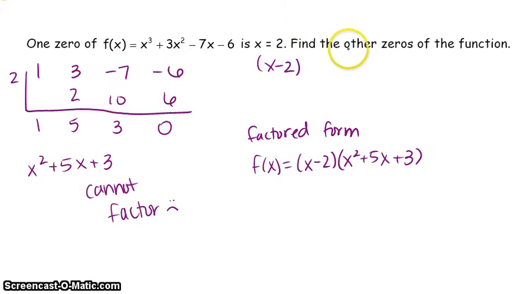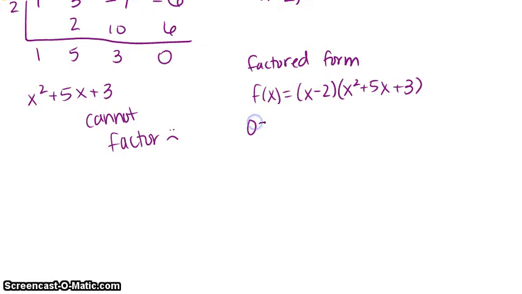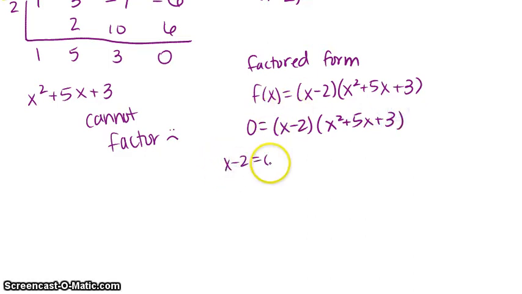Now, again, we want to find the other zeros, just like last time. So we're setting this whole thing equal to 0, so we have (x - 2) times (x squared plus 5x plus 3) equal to 0. So again, zero product property. We set our x minus 2 equal to 0, and we set our x squared plus 5x plus 3 equal to 0. Our left one's real easy. We get x equals 2. Boom, we're done. But we have to try this one on the right.